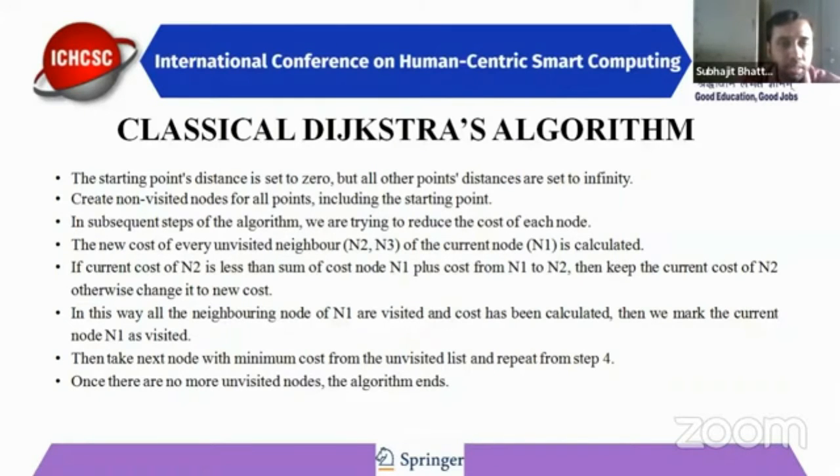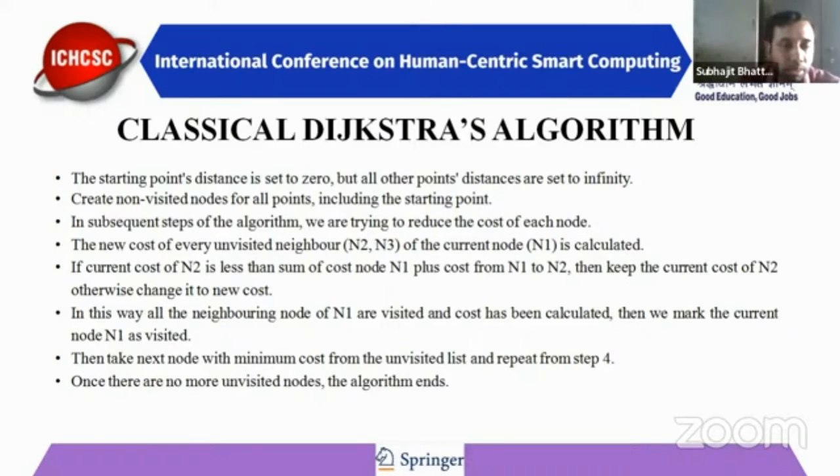The second point is that we create a non-visited node set for all points, including the starting point. That means we create an array or a stack, anything that keeps a track record of all the non-visited nodes. The third point is, in the subsequent steps of the algorithm, our aim in the Dijkstra algorithm is to reduce the cost between the two paths. Whenever the new cost of the unvisited node from the current node is calculated, if it is less than the previous cost, then we update the new cost, otherwise we retain the previous cost.